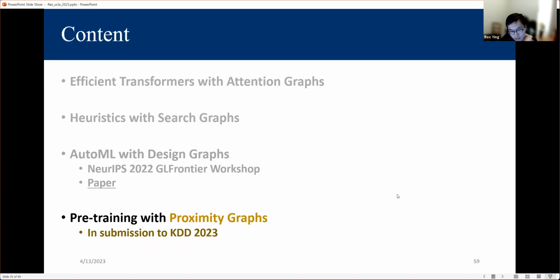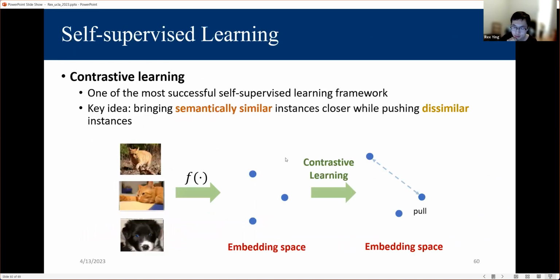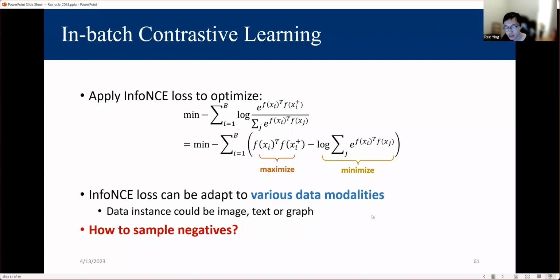Okay, and finally, I will briefly mention the proximity graph project that we have been doing, and this is a recent submission, so not yet published. In supervised learning here, we are looking at contrastive learning approaches, which is very intuitive. We have examples, and we embed them. In contrastive learning, we put similar things close together, and we push negative examples far away. A very popular contrastive learning loss is called info-NCE loss.